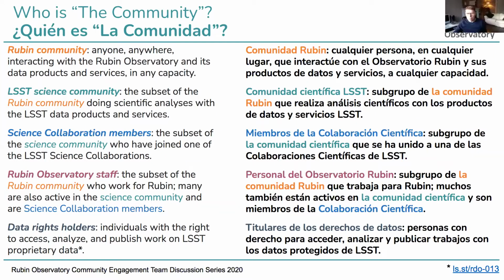Next, Rubin Observatory staff and individuals are individuals who work for Rubin Observatory as part of the construction or operations teams. When these people are pursuing scientific analyses, they are part of the science community, and many are also science collaboration members. Finally, when the term data rights holders is used, it is referring specifically to individuals with the right to access, analyze, and publish work on the LSST proprietary data. More information about data rights policies can be found at ls.st/RDO-013.